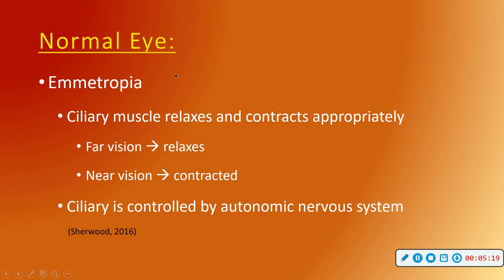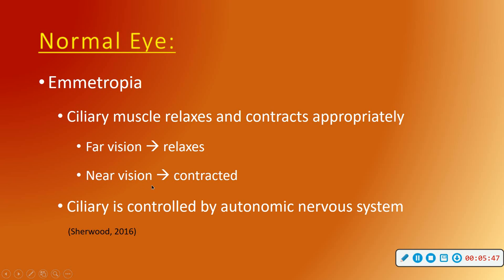So in a normal eye, which is called emmetropia, the ciliary muscle is going to relax and contract whenever it is necessary. If you need to use your far vision, it's going to relax. It's going to cause those ligaments to stiffen up and flatten, and the way those light waves refract in there is exactly what you need to be able to see.